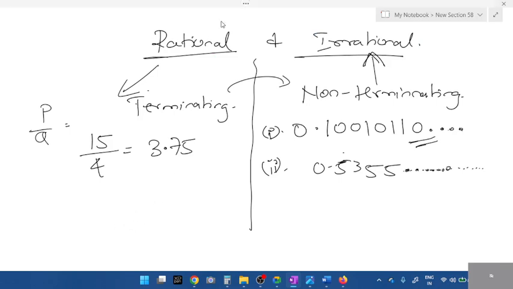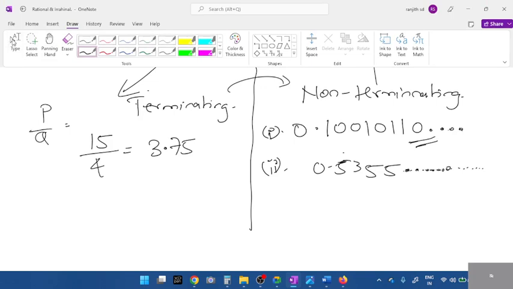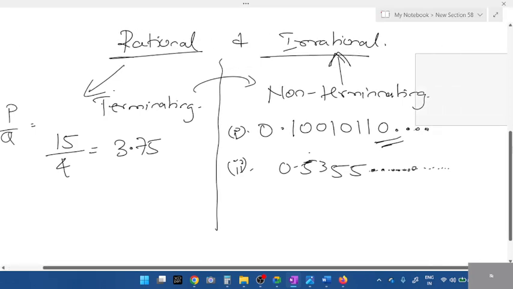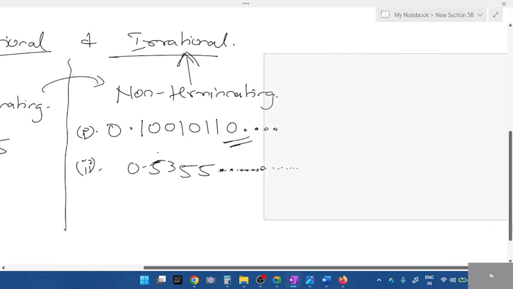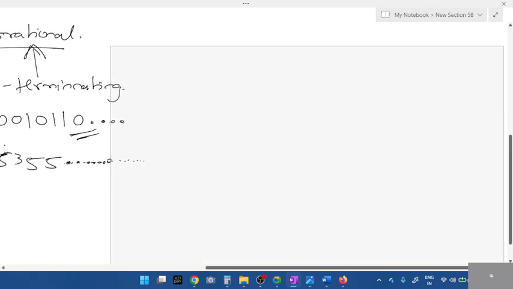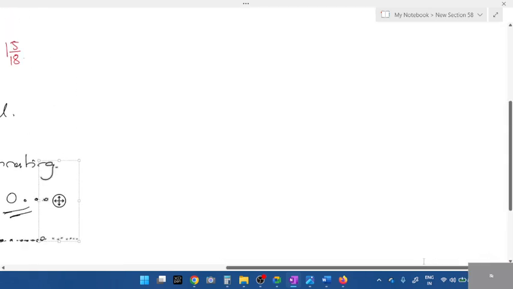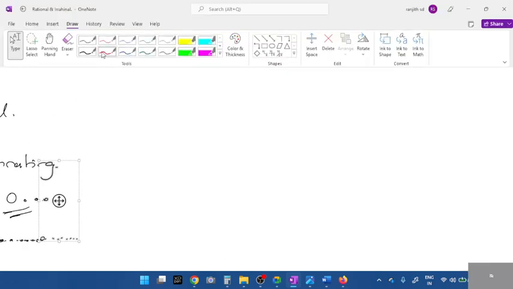Next, when it comes to the square concept, first I'll explain a few squares and square roots. Then later we'll get back to this concept, rational and irrational. Look here, square and square root concept.